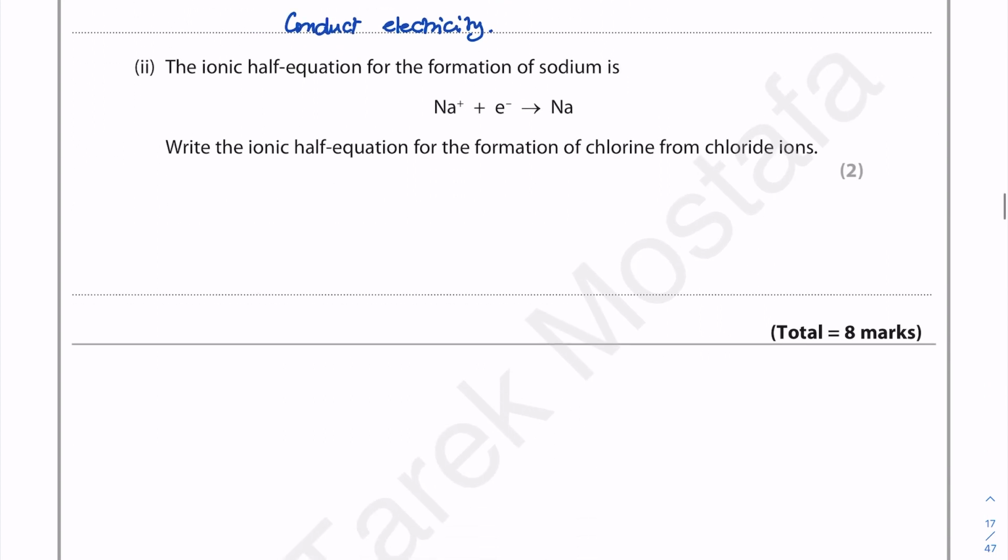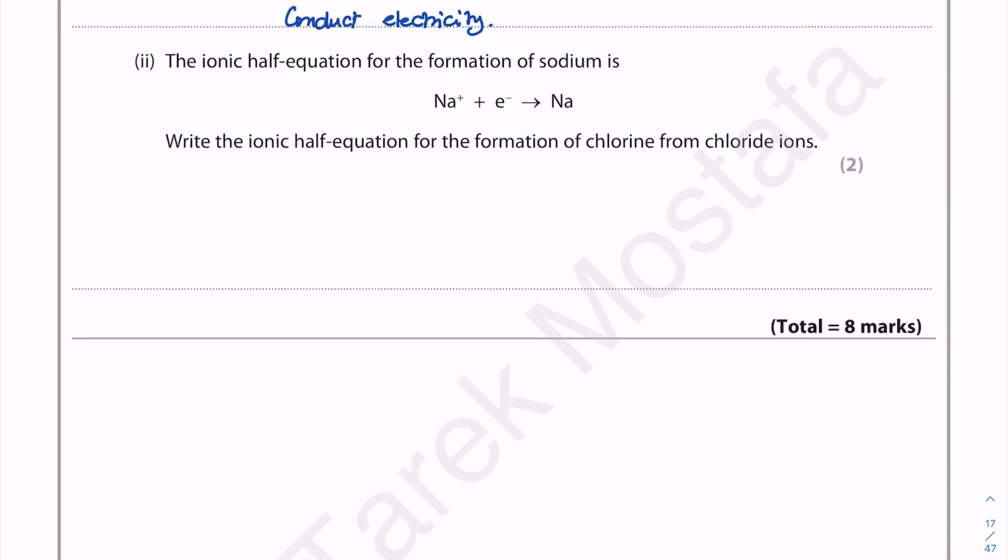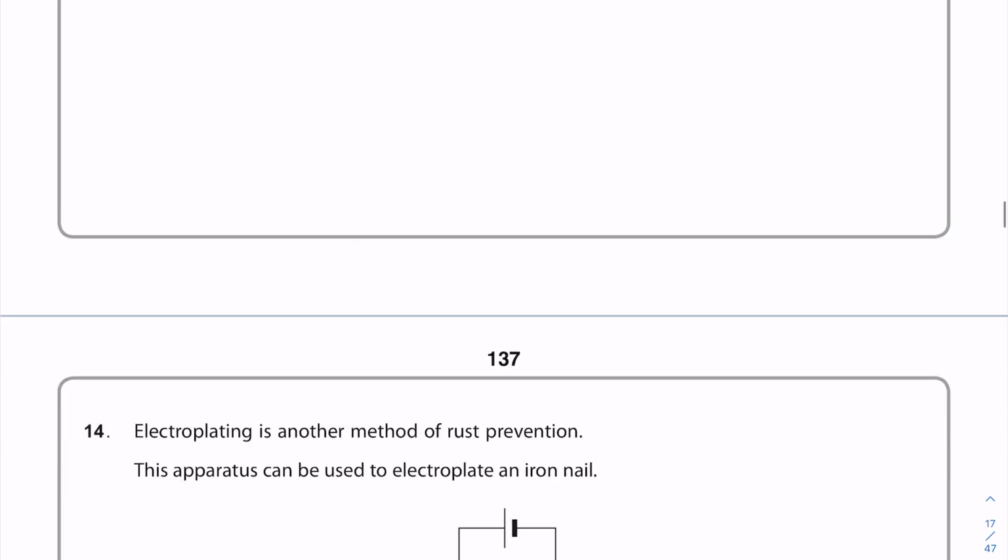Type ionic half equation for the formation of sodium is Na positive plus electron gives Na. Write the ionic half equation for the formation of chlorine from chloride ion. يبقى 2 chloride ions minus 2E gives Cl2. وممكن نقول 2 chloride ions gives Cl2 plus 2E. ده كده صح وكده صح.